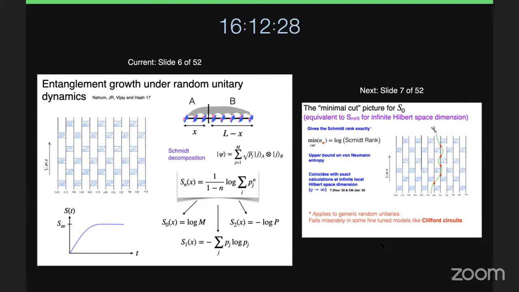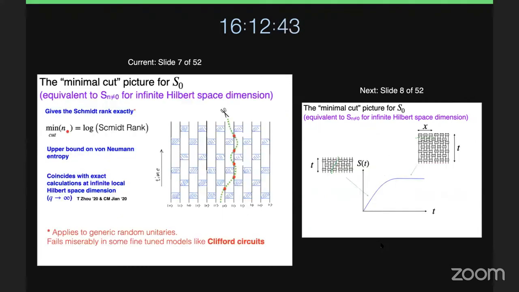And I'm going to focus on what is known as the Hartley function, S naught, which is basically just the log of the Schmidt rank. This is an upper bound on the von Neumann entropy. And we're going to use this. So basically the idea is that this minimal cut picture is a tool to compute this Hartley function, which does not require to do, for example, this process of Schmidt decomposition, SVD, and so on and so forth. It's a completely geometric question. It works only for these kind of generic random unitary circuits, but it's a very useful tool.